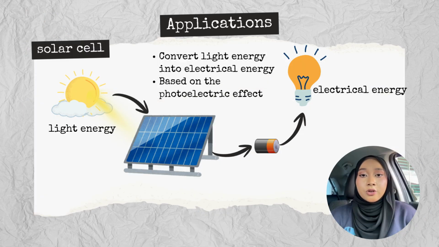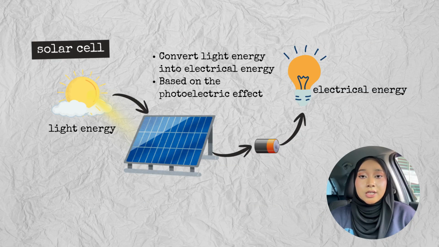The photoelectric effect has many important applications in everyday life. One important application is in solar cells. When sunlight falls on a solar cell, the photoelectric effect allows photons to transfer their energy to electrons in the material. These electrons then move through a circuit, producing electrical energy.